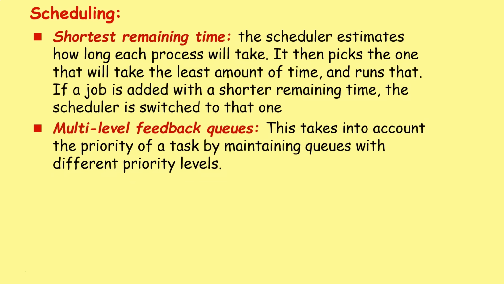Shortest remaining time. The scheduler estimates how long each process will take. It then picks the one that will take the least amount of time and runs that. If a job is added with a shorter remaining time, the scheduler switches to that one. And then we have multi-level feedback queues. This takes into account the priority of a task by maintaining queues with different priority levels. If a process is in, say, the low priority queue for too long, it will get moved up so that eventually all processes will get a chance to be processed.